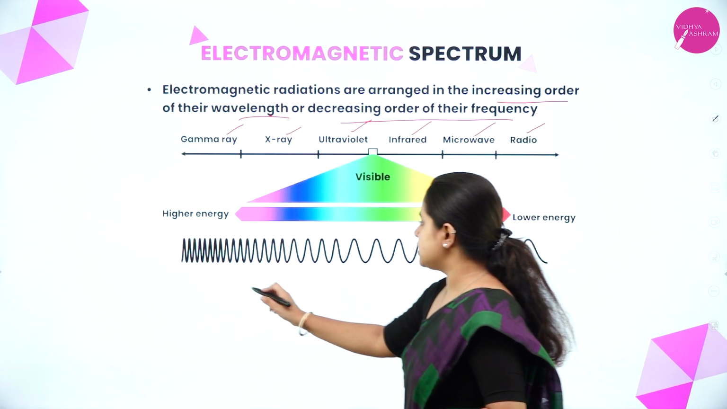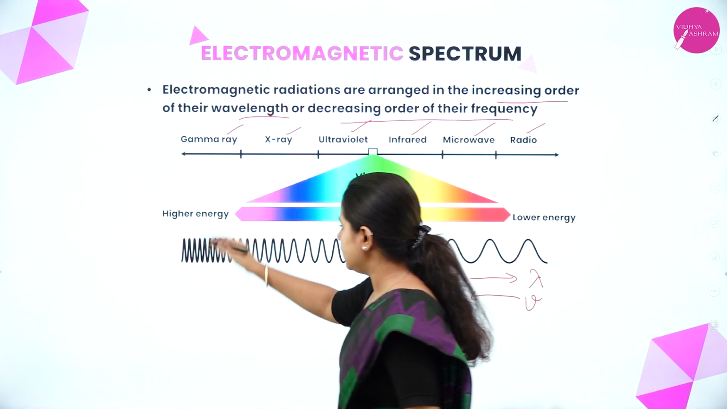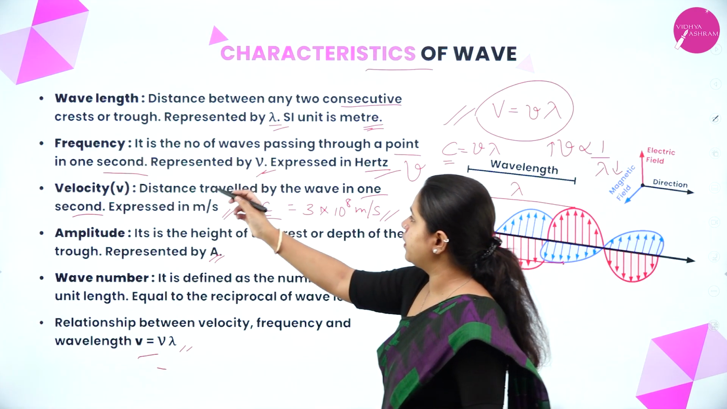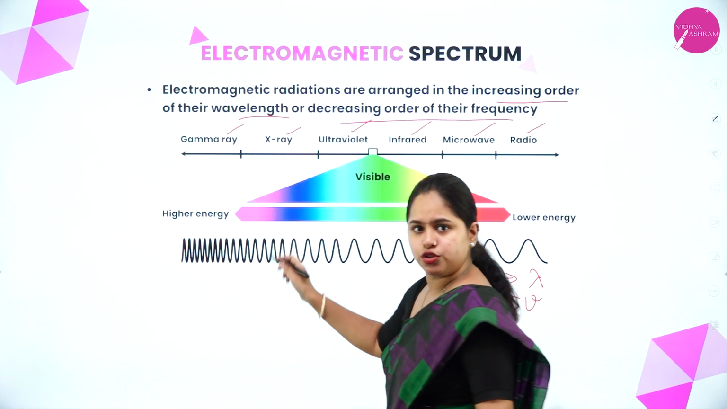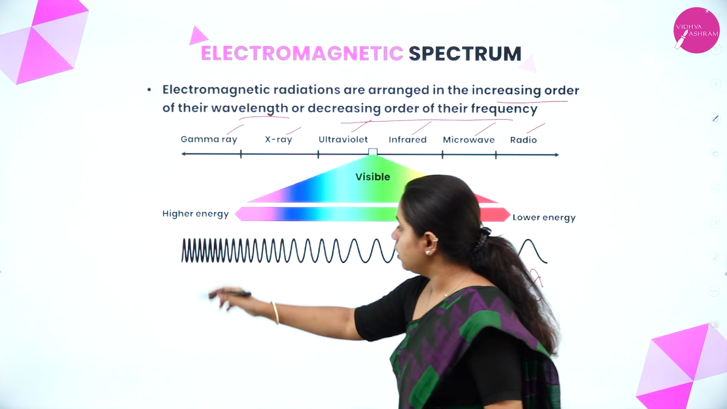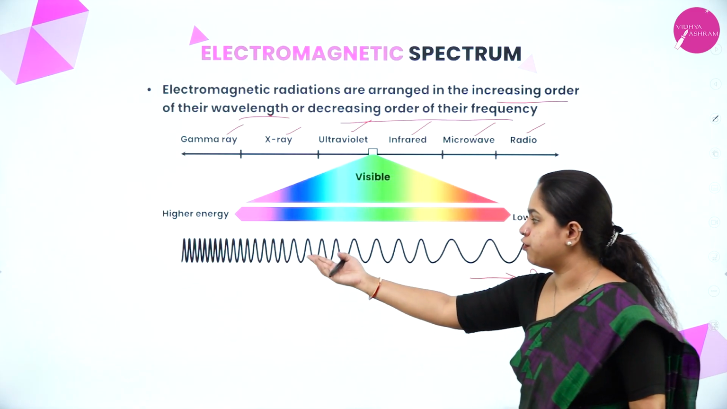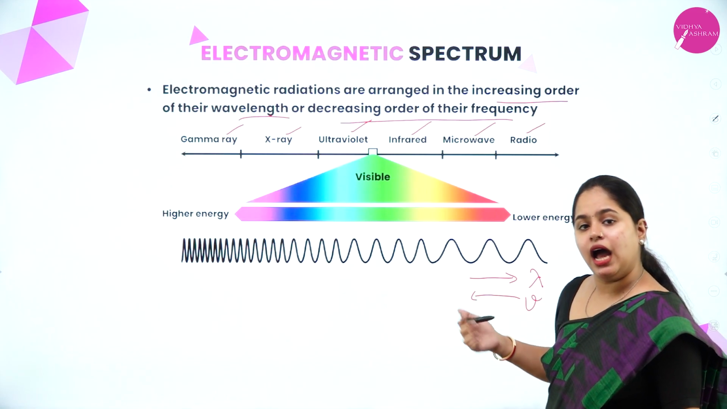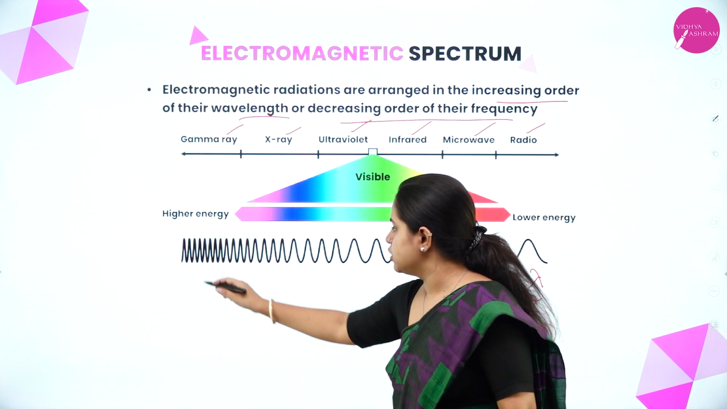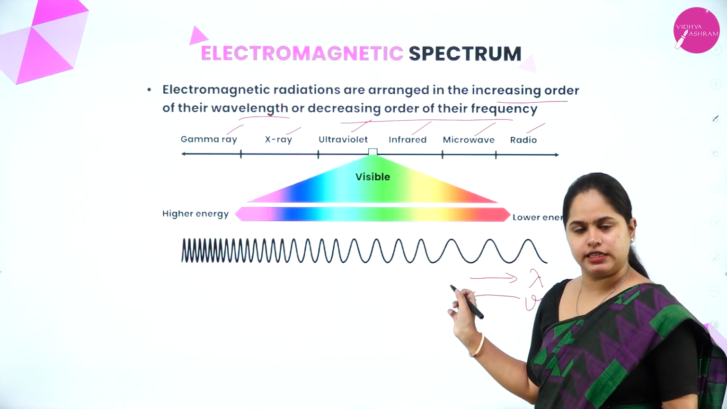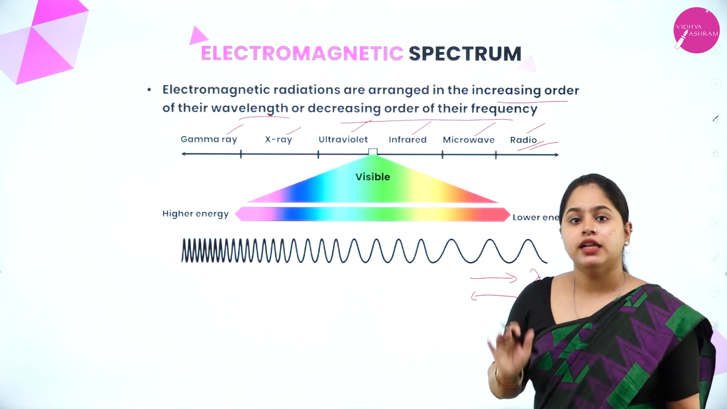As you can see here, it is in decreasing order of frequency. What did we study about frequency? The number of waves passing through a point. As you can see, the waves are very close to each other here, so the frequency is more in the beginning, and as we move to the right, the frequency is decreasing. And what about wavelength? If frequency is decreasing, your wavelength is increasing. So from here to here, your wavelength increases. Your radio waves will have the highest wavelength and the least frequency.